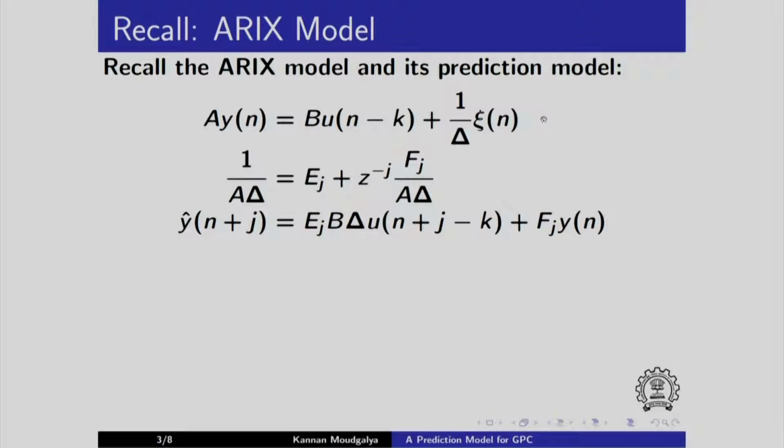Here is the original model. This is how we divide C by A into EJ and FJ. C is 1 of course here. In the place of A we have A delta, and this is the prediction error model.